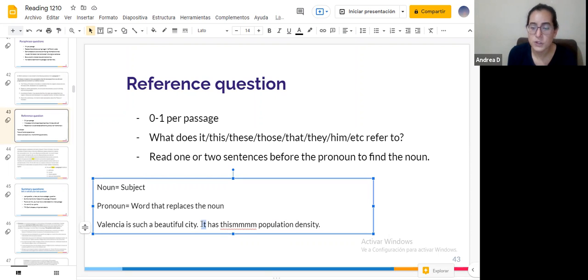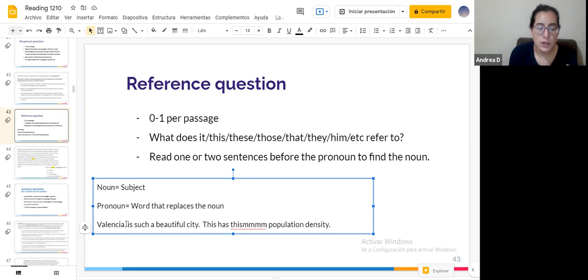Obviously, they're gonna try to make you look a bit harder. They could use other indefinite pronouns like "this city" and then ask what "this" refers to, or you can have a longer subject, something like Valencia, a city located in this and this and that.